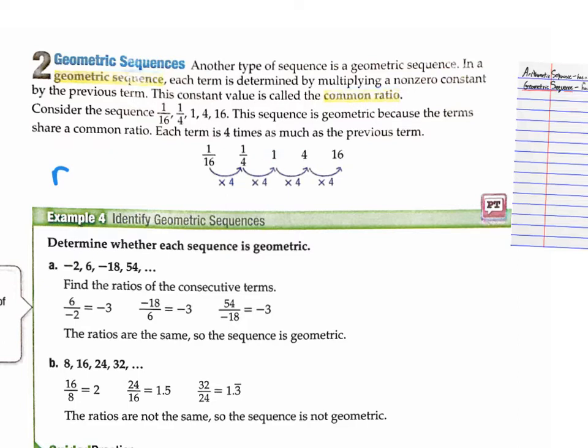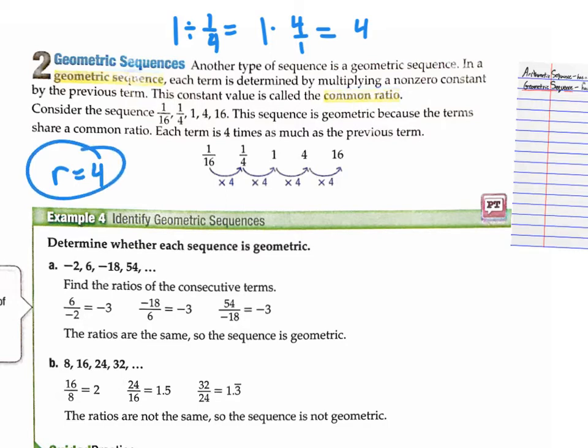If you take 1 divided by 1/4, that's really 1 times the reciprocal, 4 over 1, and 1 times 4 over 1 is really just 1 times 4, which again, the answer is 4. And if you take 1/4 divided by 1/16, it's really 1/4 times the reciprocal, which is 16 over 1, which also equals 4. So the common ratio is 4, okay? That's a geometric sequence, a list of numbers that has a common ratio.